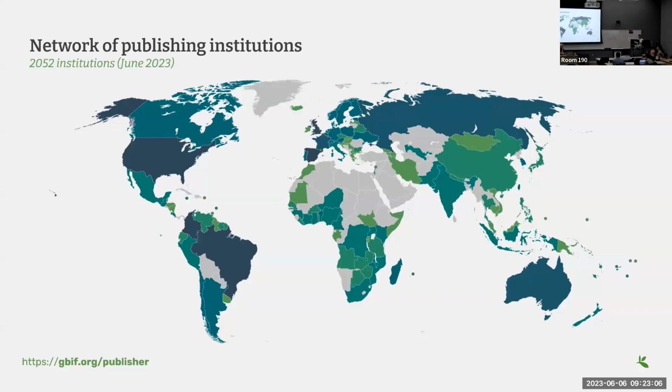GBIF is an open data infrastructure. It's a network of people and institutions. Shown here is a map of where the institutions are located that are publishing data on GBIF. There are more than 2,050 institutions that share data in GBIF, growing at around 2 per week. For the specimen data coming onto the GBIF network, a new specimen is shared every 2 to 3 seconds. So that's the rate of data coming onto the network.